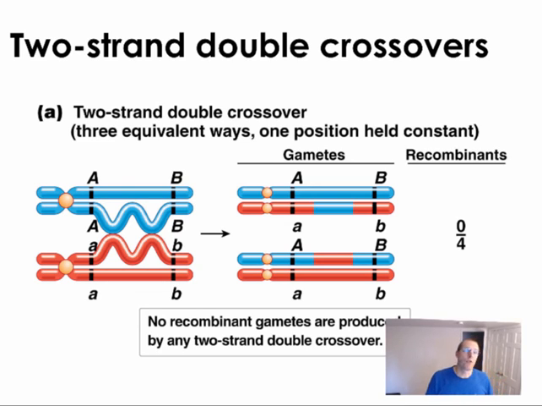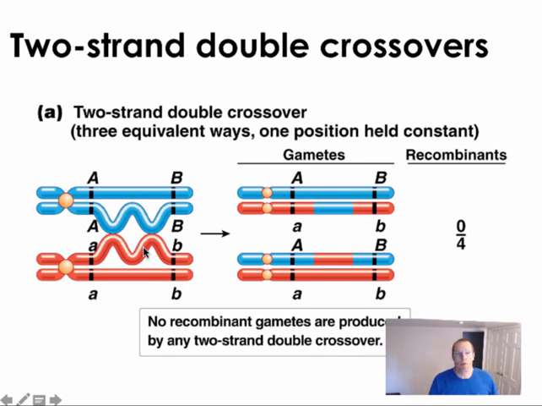Okay, so we've got a two-strand double crossover here. What we're doing here is we're going to take the two strands. Here are our two strands. This lower strand from the paternal, this upper strand from the maternal. And if you actually look at what's happening here, there is an exchange of genetic material. But what you're going to do is switch out this middle blue piece with this middle red piece.